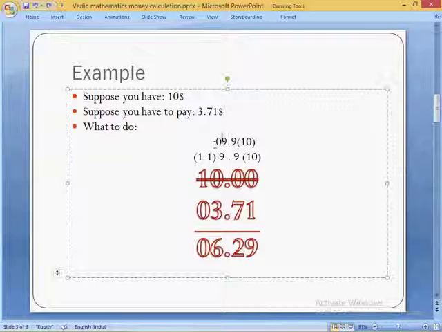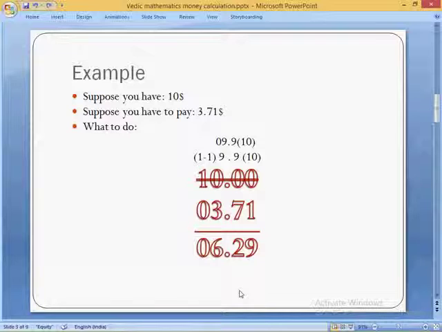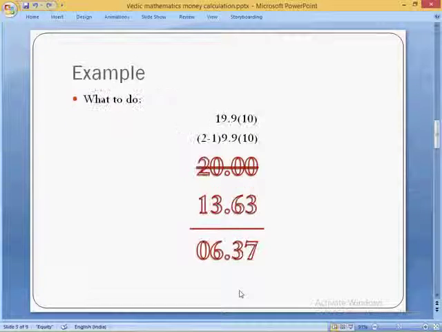Now you have to subtract the first digit from the first, the second digit from the second, the third digit from the third, and for the fourth, the fourth digit from this 10. So 0 minus 0 is 0, 9 minus 3 is 6, 9 minus 7 is 2, and 10 minus 1 is 9. I think maybe this example will not make much sense to you. Now let us switch to a few more examples.